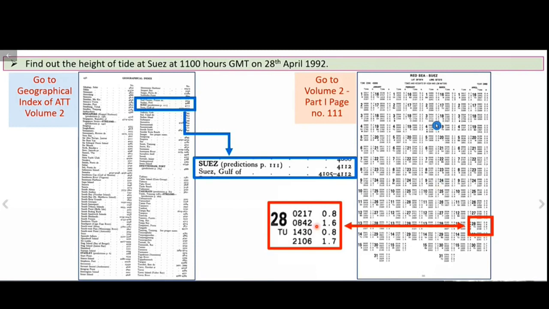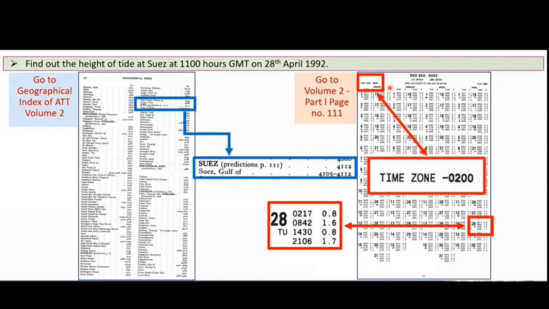Okay. Also significant here would be the time zone in which these times are tabulated. Time zone is marked here. We have already discussed earlier. And the time zone used for Suez is -2 hours. What does it mean? That Suez time is 2 hours ahead of GMT, or GMT is 2 hours behind Suez.